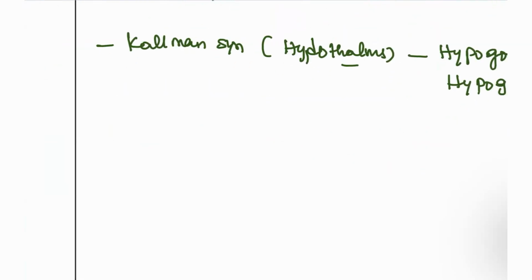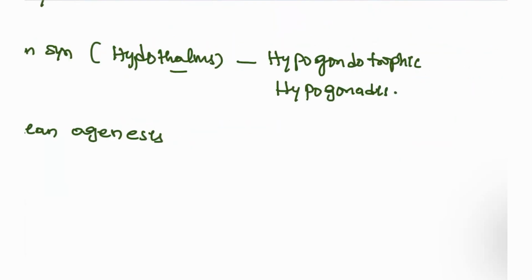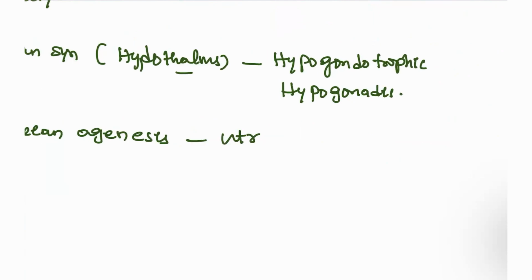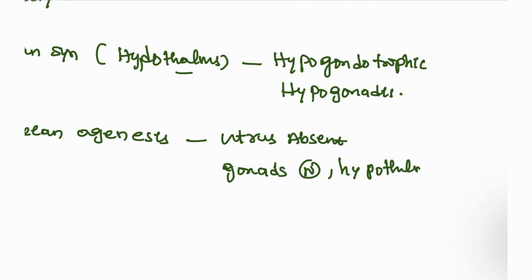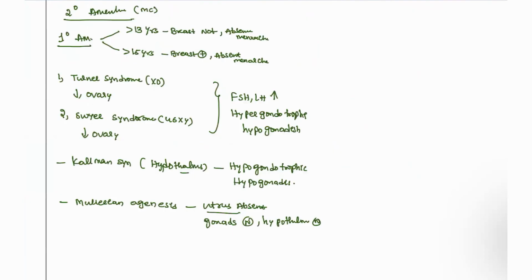Next, Mullerian agenesis. In these patients the uterus is usually absent. The gonads will be normal, right? And the hypothalamus is also normal. The only problem is that the uterus is absent in this patient. So these are some of the defects causing primary amenorrhea.